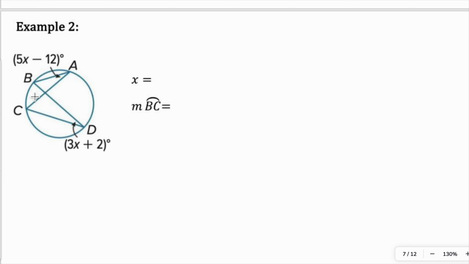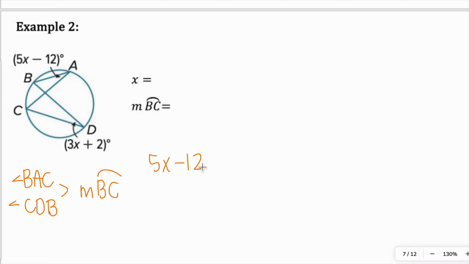All right, overlapping arcs says when 2 inscribed angles share the same intercepted arc. Notice that angle BAC is sharing the intercepted arc with angle CDB. They're both showing that arc of BC. So what we can say is 5x minus 12 is going to be equal to 3x plus 2. Since they're sharing that same arc, their angle measurement would also be the same.